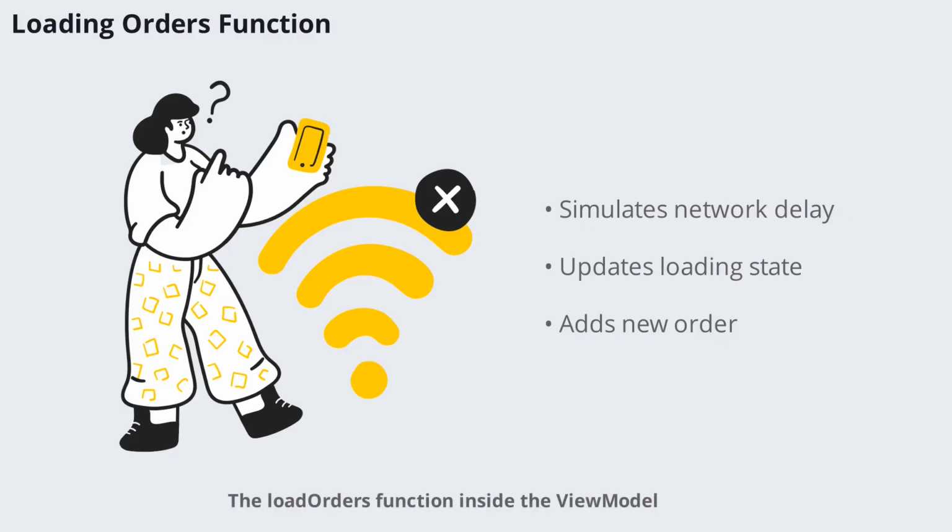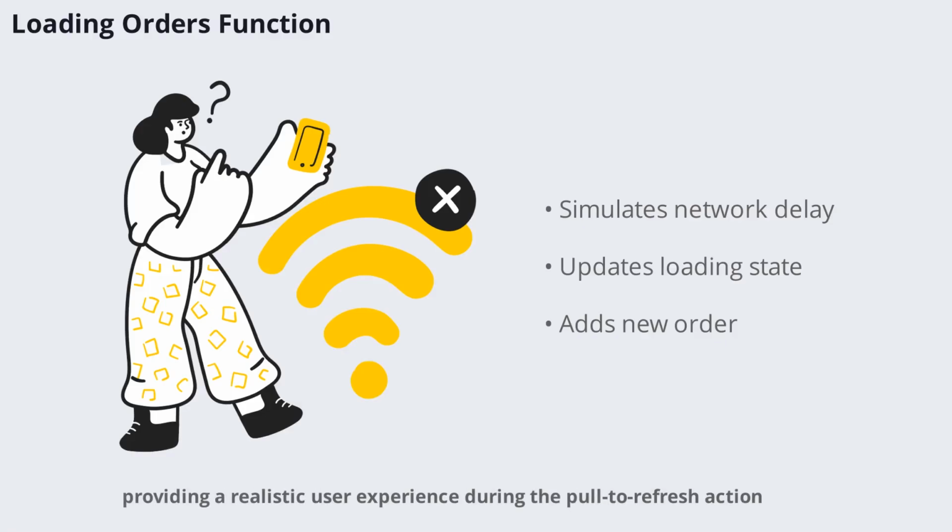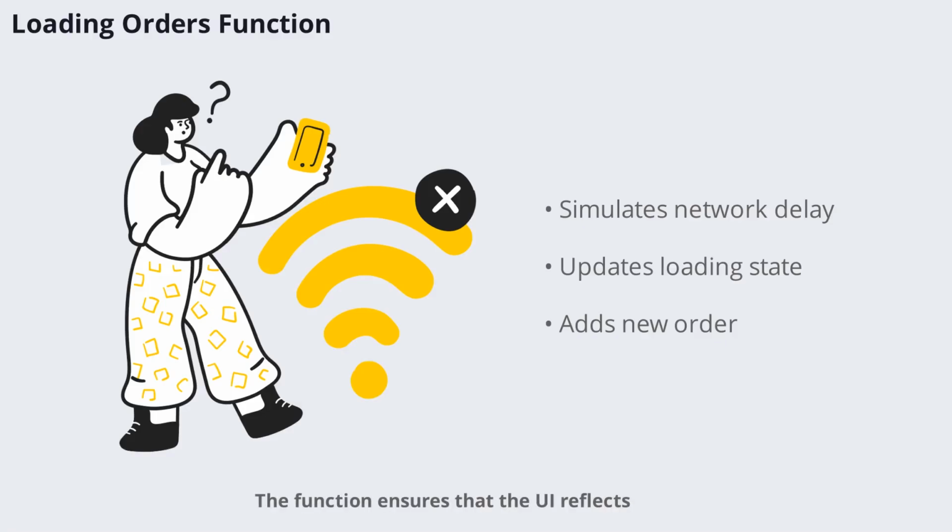The loadOrders function inside the view model is responsible for simulating a network request. It sets the loading state to true, waits for a second, and then adds a new order to the list. This mimics the behavior of fetching new data from a server, providing a realistic user experience during the pull to refresh action. The function ensures that the UI reflects the loading state and updates the list accordingly.